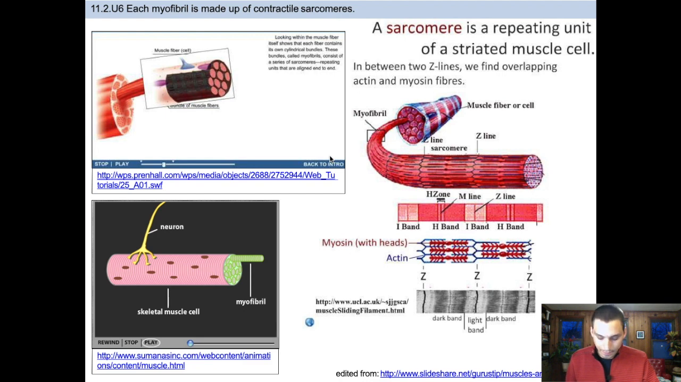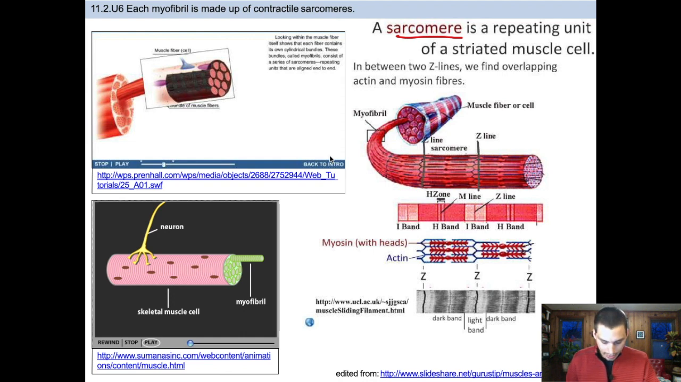And then within that, it's made up of these repeating sections. So I can see this section here, and then I have a Z line, and then I have an identical section here, and then another line, and that continues all the way down that myofibril. And this is the actual structural repeating unit of a muscle cell. So that is what is called a sarcomere. A sarcomere is the repeating functional unit of a striated muscle cell. So a sarcomere is this section from one Z line to the next.